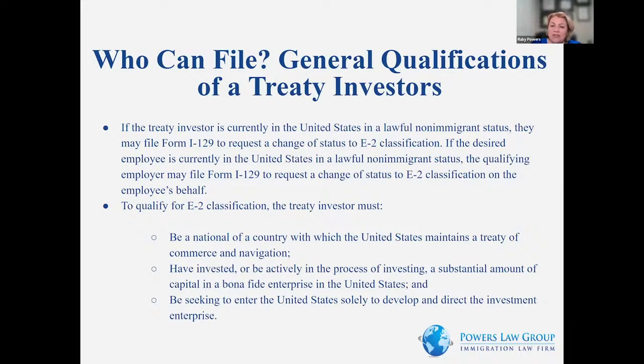Now, to qualify for an E2 classification, the treaty investor, so we're talking about the investor specifically, must be, one, a national of a country in which the US maintains a treaty of commerce and navigation; two, have invested or be actively in the process of investing a substantial amount of capital in a bona fide enterprise in the United States. Okay, you have to break that down. Have invested, so you've already done it, or you are in the process. Obviously, you can show that you've done it. A substantial amount, what is that?